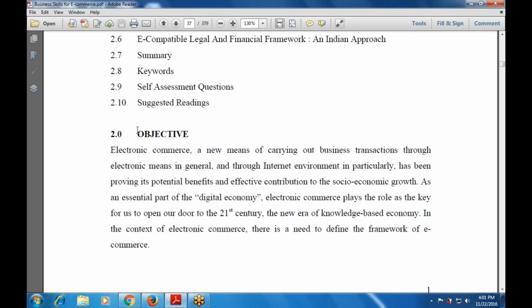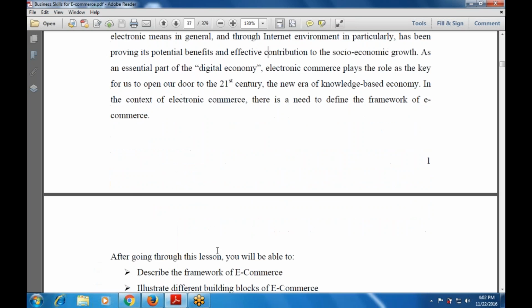So let's start with the objectives. E-commerce, a new means of carrying out business transactions through electronic means, in general through the internet environment in particular, has been proving its financial benefit and an effective contribution to socio-economic growth. As a part of the digital economy, electronic commerce plays a key role in opening the door to the 21st century, a new era in the knowledge-based economy. In the context of electronic commerce, it is mandatory to define the framework.